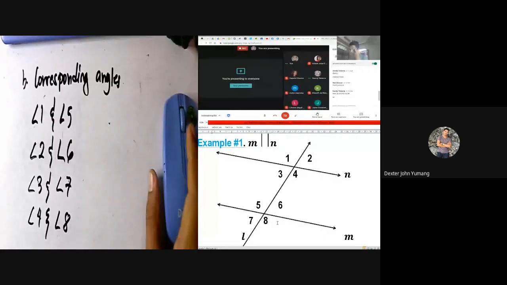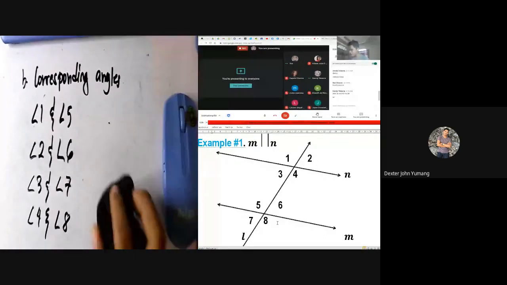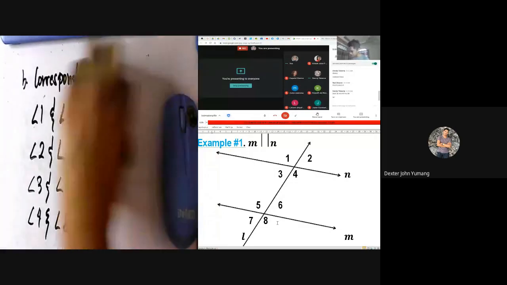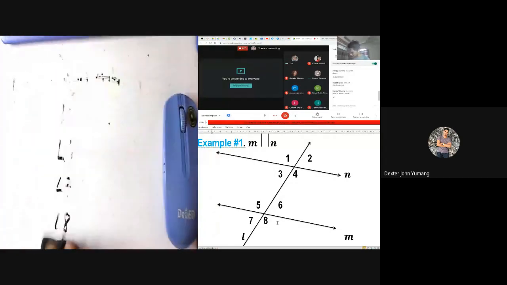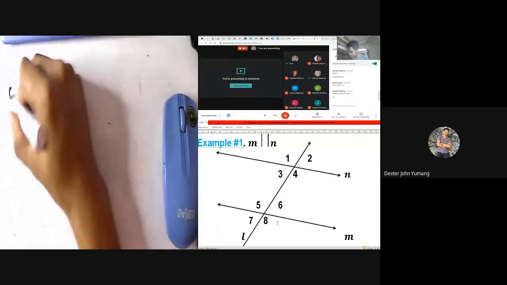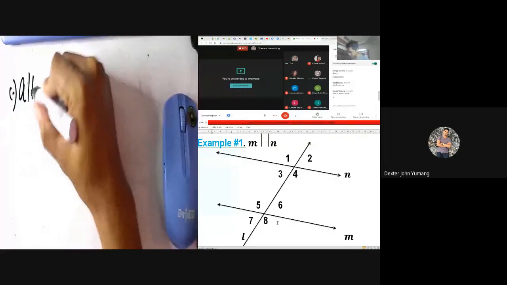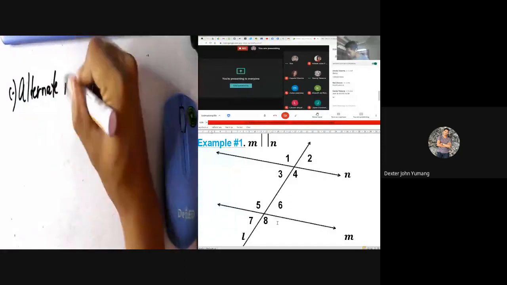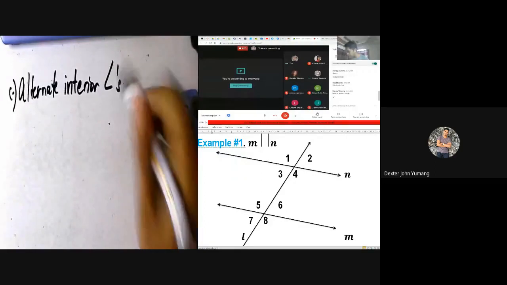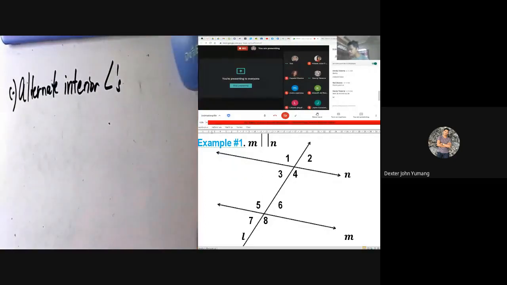Okay, allow me to erase this in 5, 4, 3, 2, and 1. Okay, the next one is alternate interior angles. We have the alternate, letter C na po tayo. Alternate interior. Allow me to use the symbol for angles. Alternate interior angles.